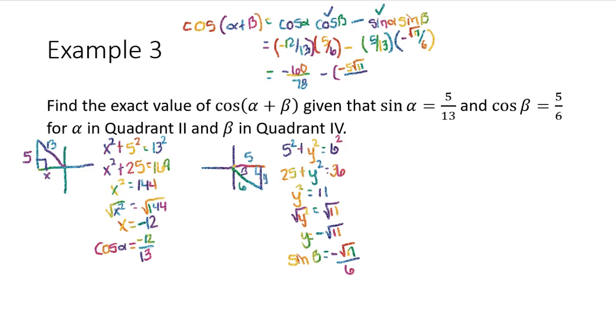All right, and then 13 times 6 we said was 78 here. Okay. And then if we want to write this as one fraction, we can write it as negative 60 plus 5 square roots of 11 over 78. And that is our final answer right there.